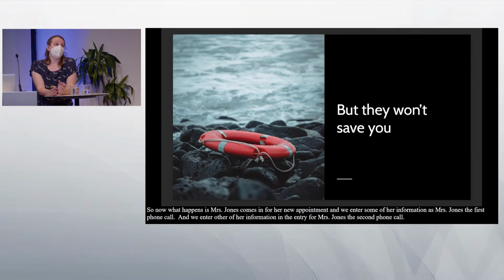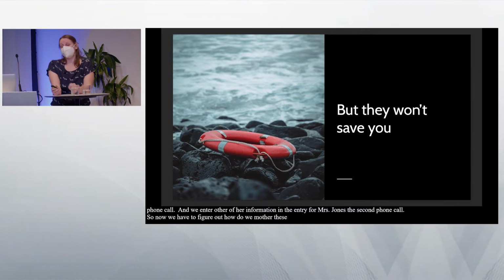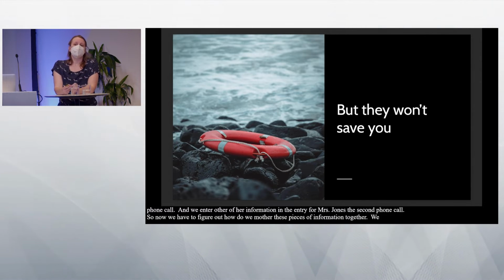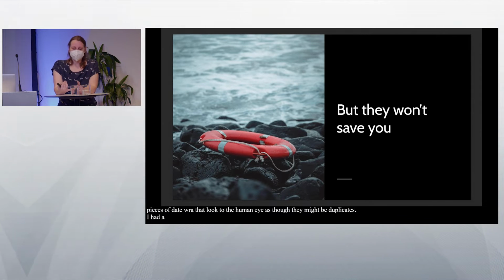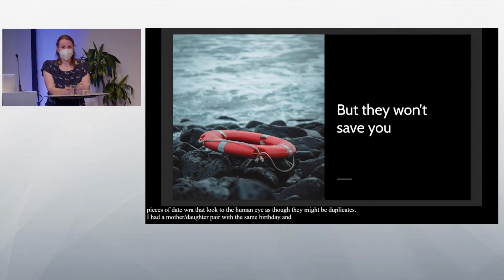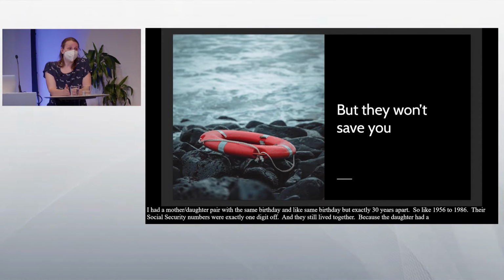So now we have to figure out, how do we merge these pieces of information together? We also have the problem with pieces of data that look to the human eye as though they might be duplicates. I had a mother-daughter pair with the same birthday, but they were exactly 30 years apart. So it was like 1956 and 1986. Their social security numbers were exactly 1 digit off. And they still lived together because the daughter had a developmental disability. So they had the same address and the same phone number.